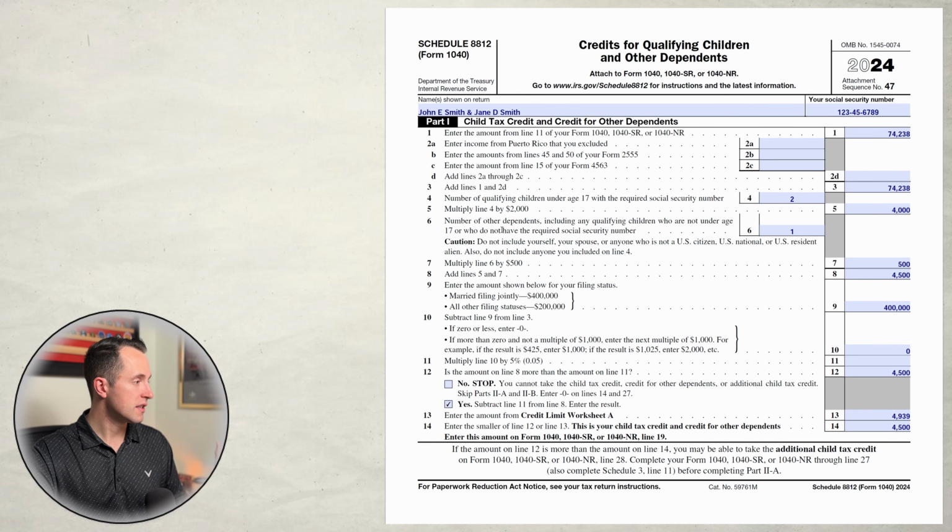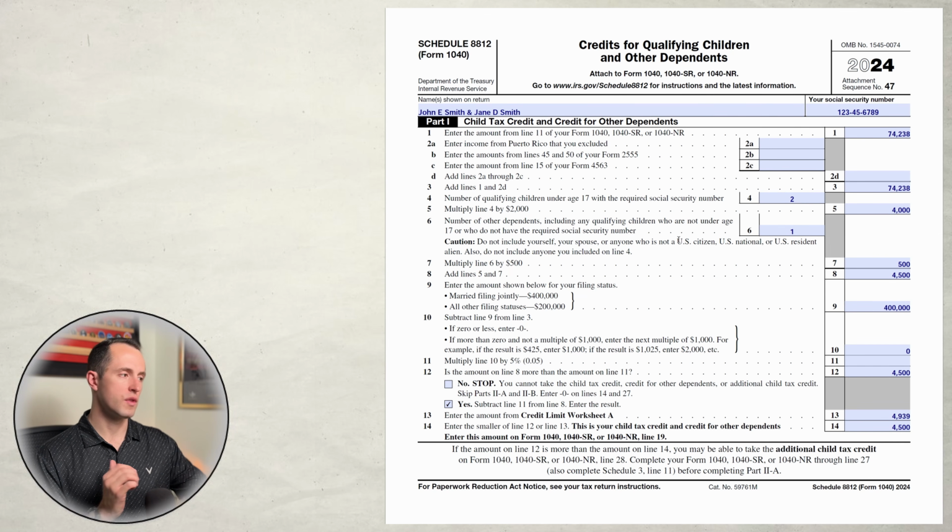Now 6, this is other dependents, including any qualifying children who are not under age 17 or do not have the required social security number. So this one is a bit broader. So if you have a kid that's still living at home, maybe they're going to college, you're providing with the majority of their expenses, and so you're still able to claim them as a dependent. While you can't get the child tax credit, you are eligible to receive the credit for other qualifying dependents.